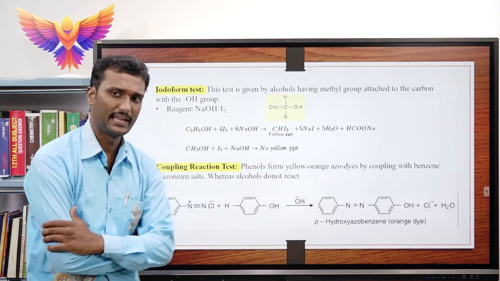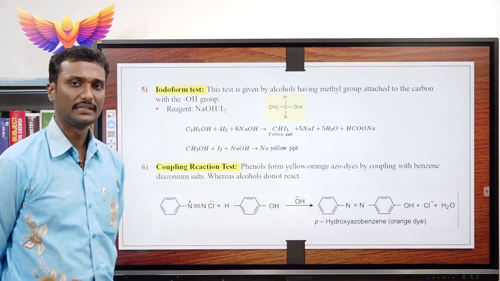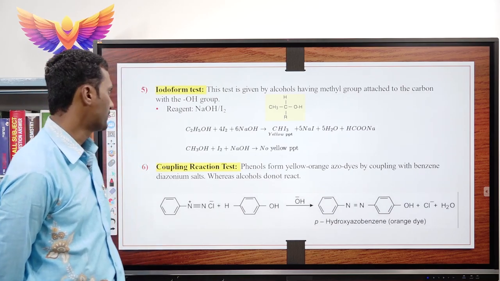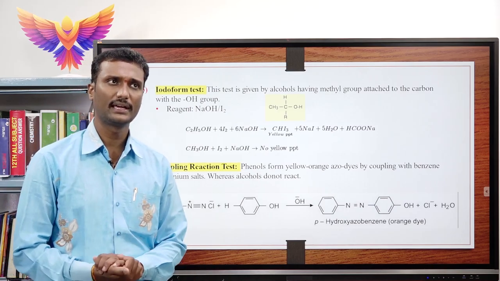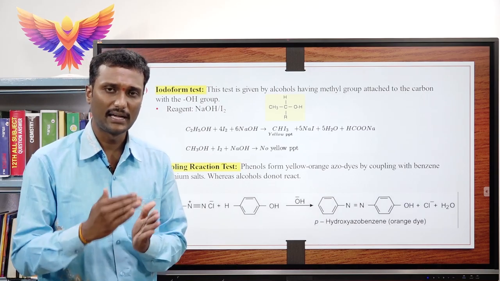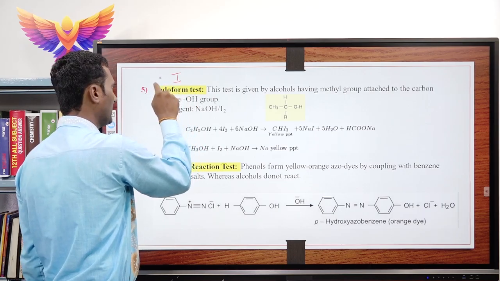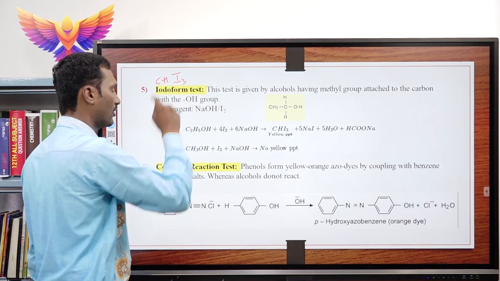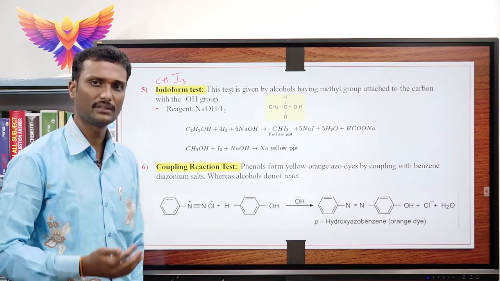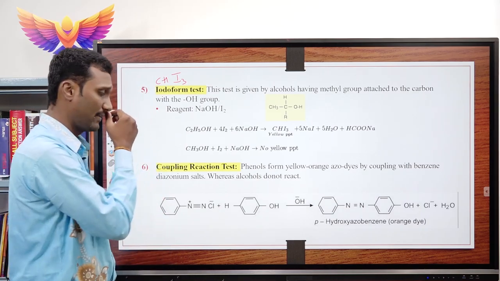Okay, students, the next reaction is how alcohol gives a positive result with iodoform. Iodoform is similar to chloroform, CHCl3, right? And CHI3, iodo means iodine, right? So the iodoform formula is CHI3. The bromoform is CHBr3. The chloroform is CHCl3, right? In a similar way, here we have iodoform.